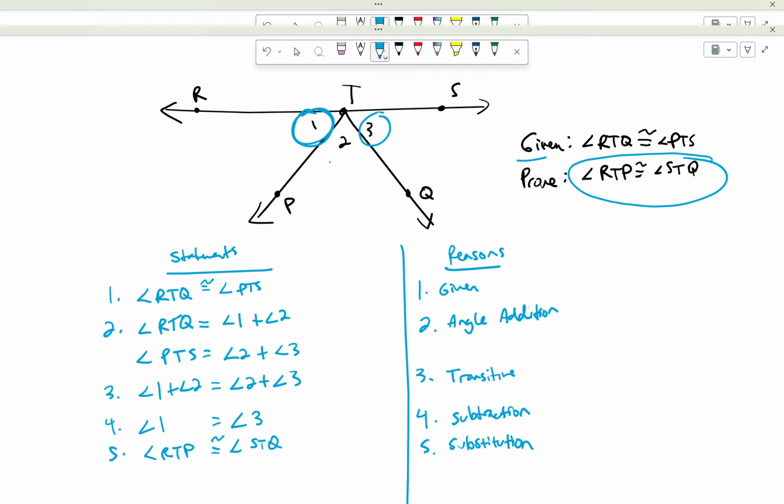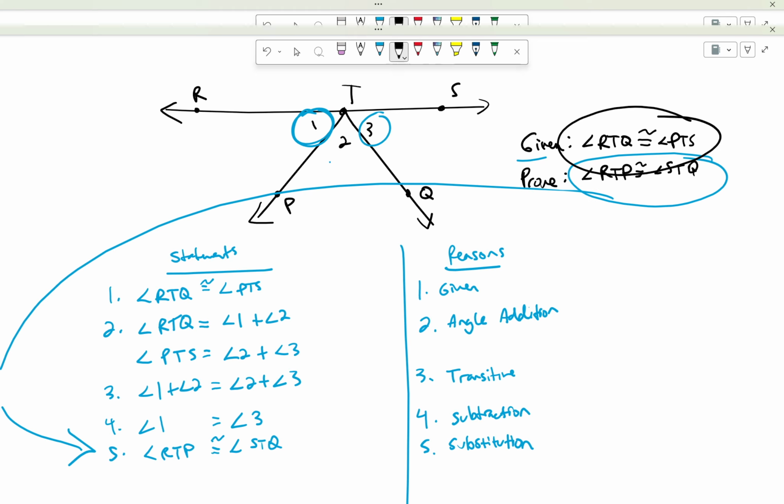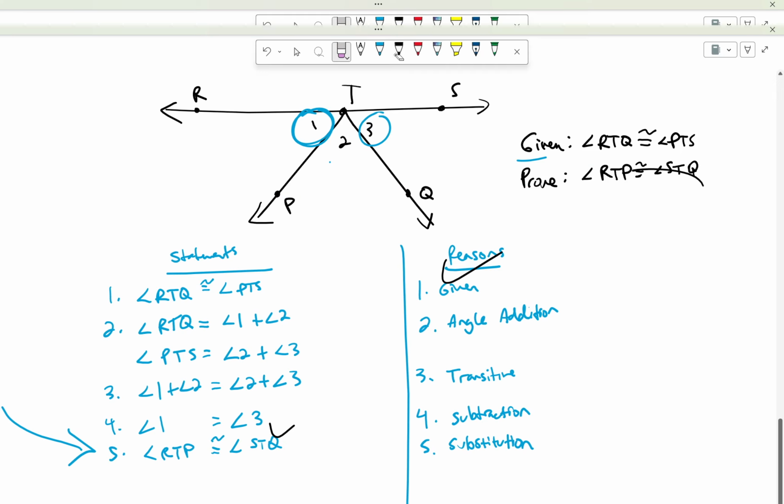When we have accomplished a proof, it means the proof statement is our last statement. So we are done. If we have taken this guy, and it's right here, and this guy, and it's right here, then we are done, and we have correctly and appropriately done our proof, okay?